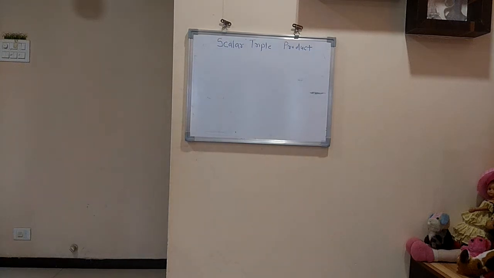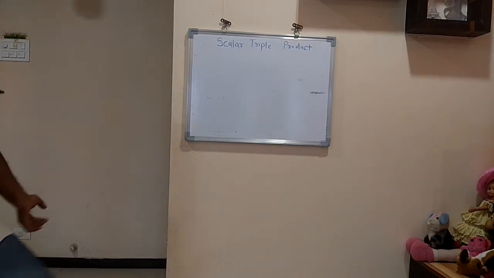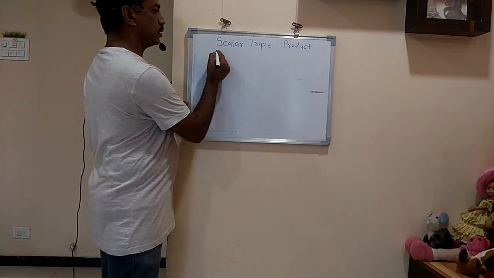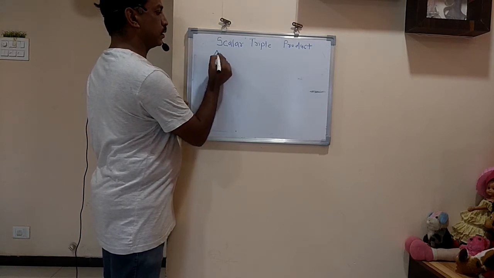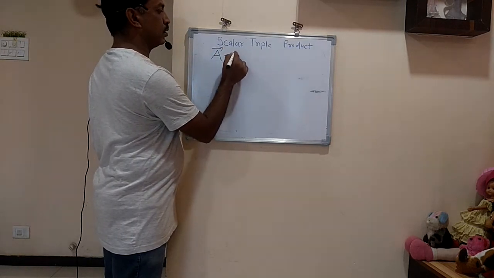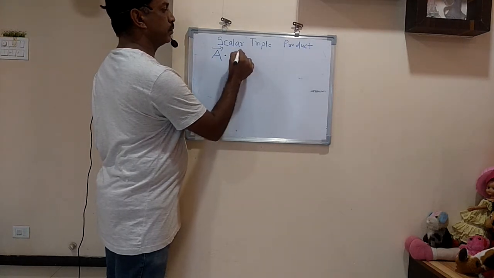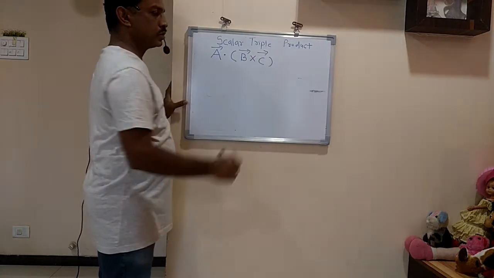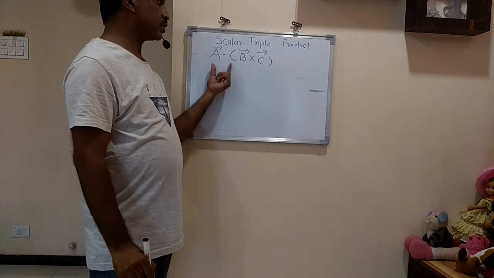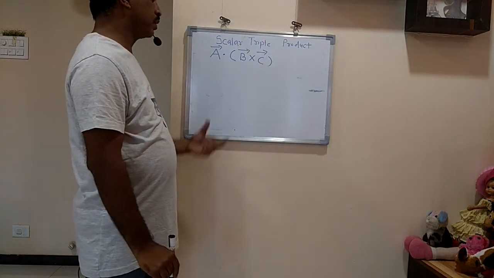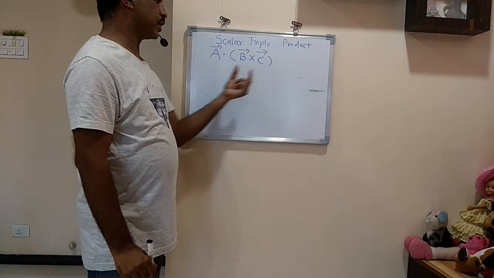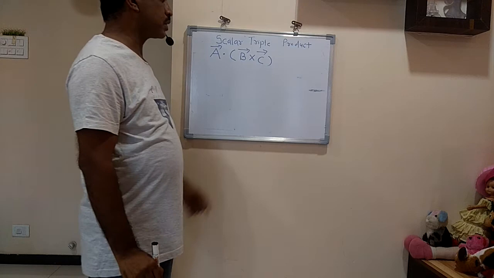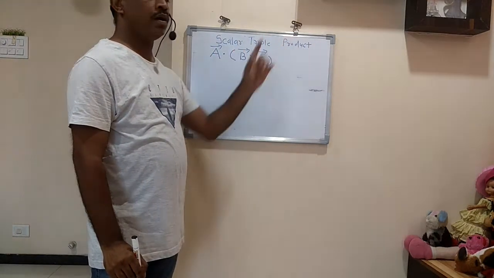Hello friends, today we see the scalar triple product. Scalar triple product means there are three vectors. We can write it like this: vector A dot vector B cross vector C. Such a vector product is known as the scalar triple product. It is a triple product because there are three different vectors: vector A, vector B and vector C.